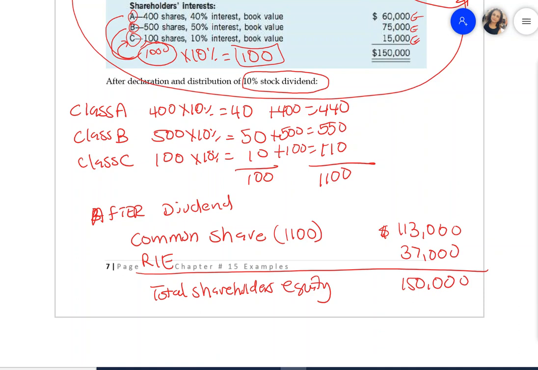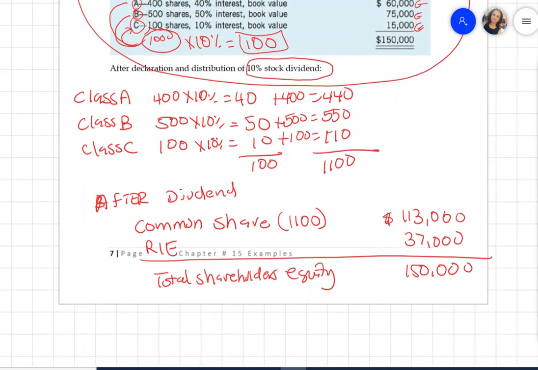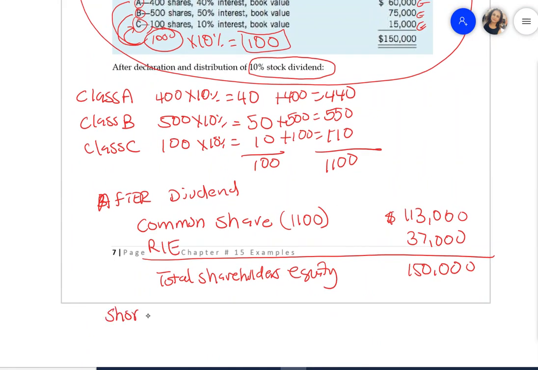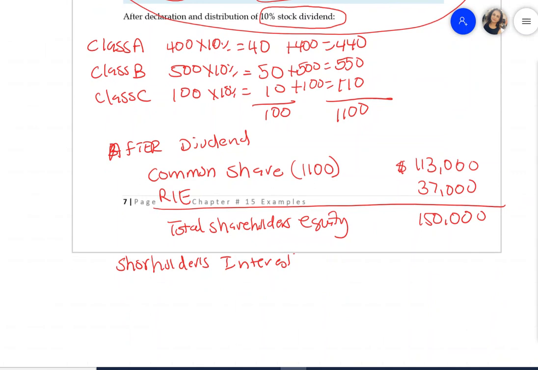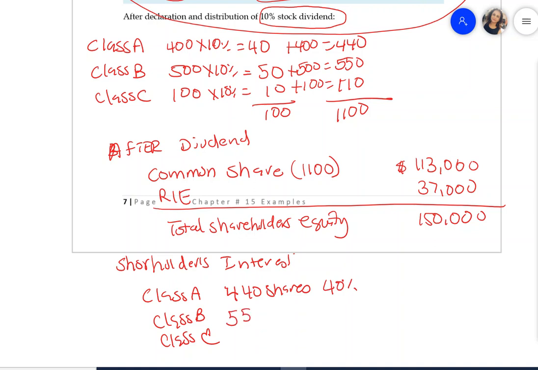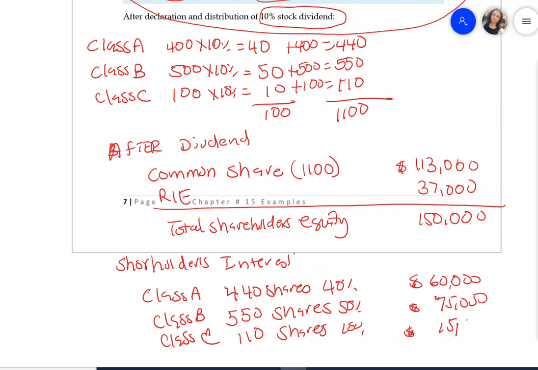Of course, we have to show in the notes how much interest each shareholder will have. So you're going to show shareholders' interest exactly the same way. We have Class A, Class B, Class C. Class A has 440 shares, a 40% interest. Class B has 550 shares, a 50% interest. Class C has 110 shares, a 10% interest. The value did not change, only the number of shares changes. So this one was 75,000 and this one was 15,000. They both equal 150,000. So this is what's happening.